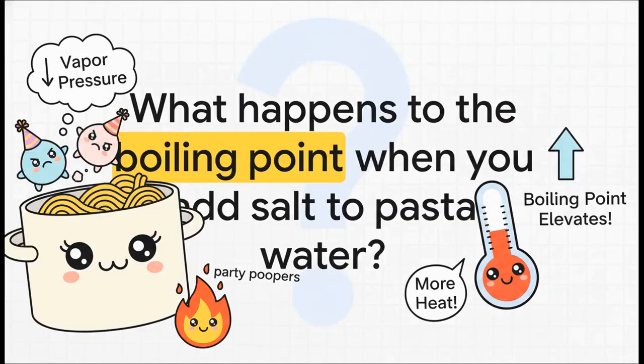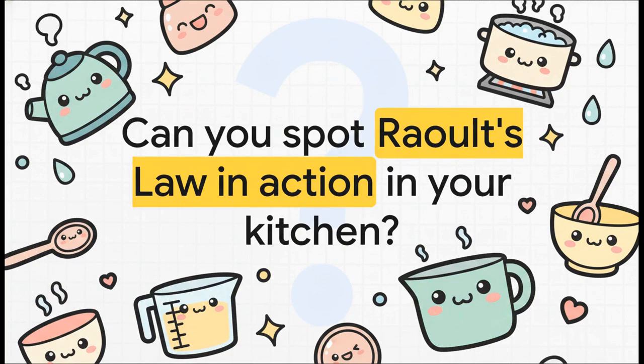So let's come all the way back to our pasta question. When you add salt to the water, you're adding party poopers, right? So the vapor pressure of the water goes down. This means, to get that water to actually boil, you have to heat it to a higher temperature to build that pressure back up. And there you have it. The boiling point elevates. And now I have a little challenge for you.